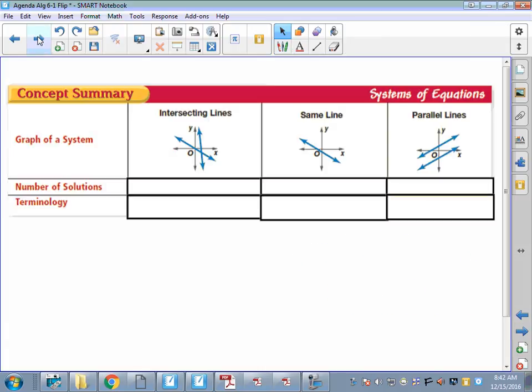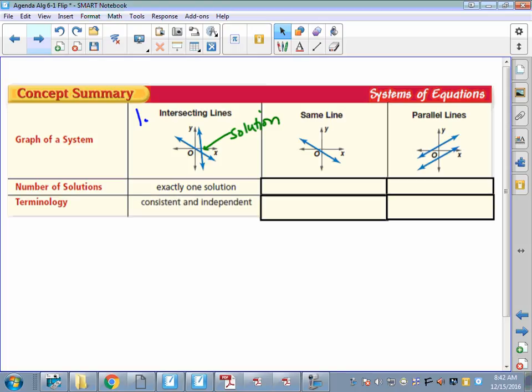There is, however, times where they might not intersect. So we've got three things that could happen. Option number 1 is the lines intersect, which means we've got one solution because the one point where they intersect is the solution. And there's terminology for that. That's called a consistent and independent system.